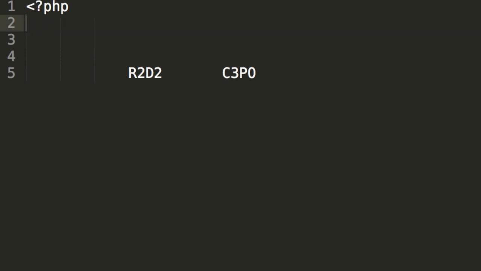And the reason why I've got R2D2 and C3PO on the screen, I'll bring them up a bit, make them bigger, is because, in my opinion, there are good random strings. R2D2 is a good one. And there are bad random strings. C3PO is a bad random string. Now, why is it bad? Well, it's because of this character here. Let me show you what I'm talking about.